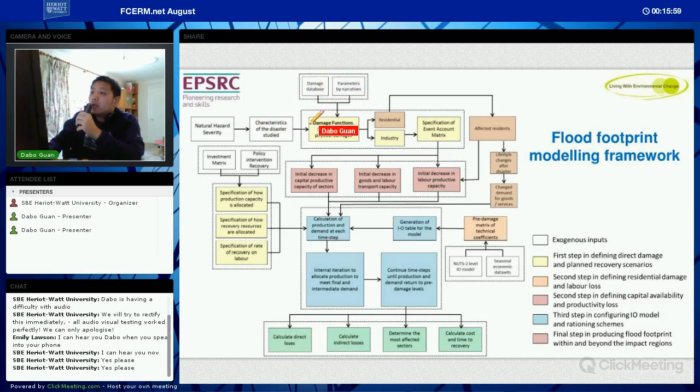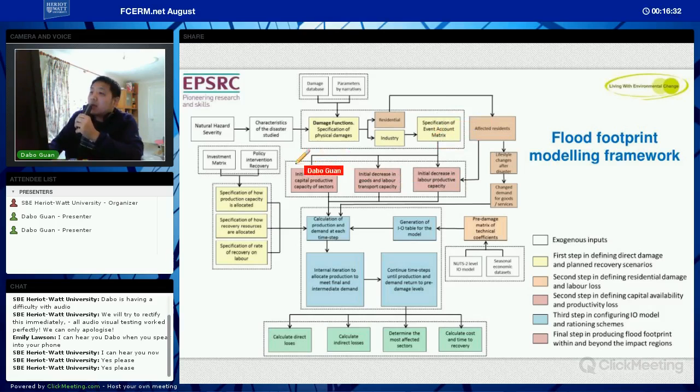Once we got the damage data, then we configure the damage functions with some help from the flood modelers and, for example, in the UK, we have the multicolored manual. So we determine the indirect damages. And then those direct damages would distinguish between residential damages and industry damages. Then that gives us another thing, what we call the event accounting matrix. But basically, they are damage functions for that.